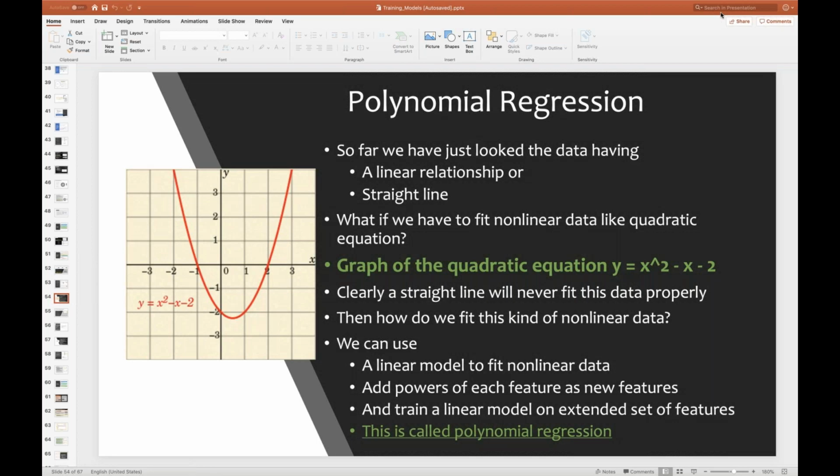Today we are talking about polynomial regression. What is polynomial regression? Now if I ask you about linear regression, you are in a good shape. Before I go to that, let me show you something.